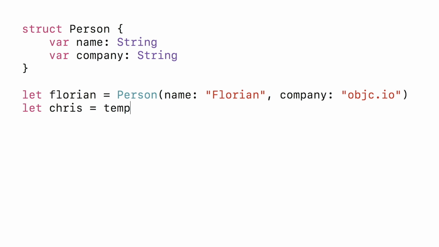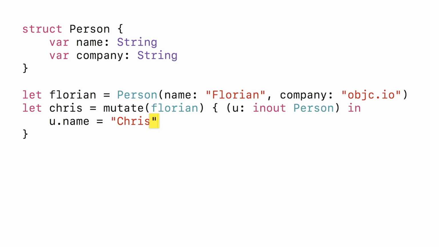What if we had a mutate function that we can pass in the value and then pass a closure that does the actual mutation? In here, we just assign the name. So we could write this mutate function.